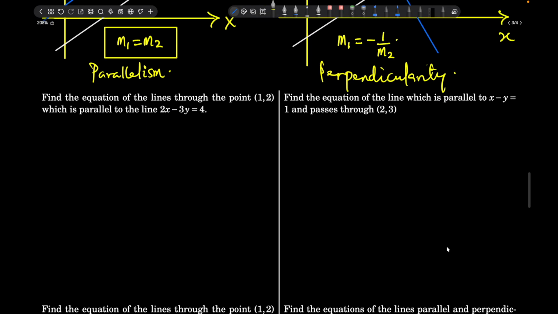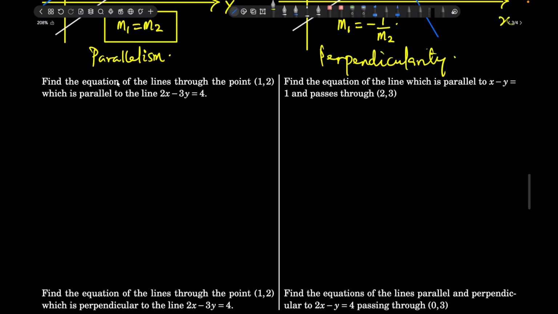So let's take the first example. Find the equation of the line through a point. For instance, let me use this as an example. We have a line already. Let's say this is the line of 2x minus 3y equals 4. They now say that you should find the equation of another line that will be parallel to this line, but it is going to be passing through 1, 2.